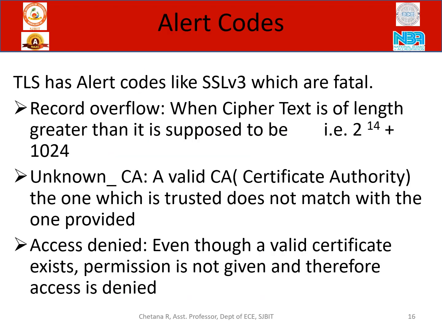Next, there are alert codes, a few of which are fatal. Fatal in the sense that if any such occurrence happens, the process should be terminated or abandoned. Record overflow: whenever the record crosses the size limit. There is a limitation of 2 to the power of 14 plus 1024. If the size is more than this, it has to be terminated.